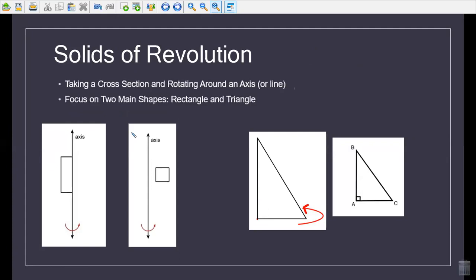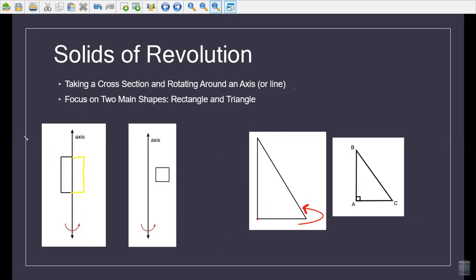So to start with, we're going to talk about rotating a rectangle. It's like I'm taking this rectangle and rotating it around this axis. You see the arrow down here means I'm rotating it this way. The first thing you can do to help visualize is reflect it over your axis. So here, I just went 180, halfway around that full rotation.